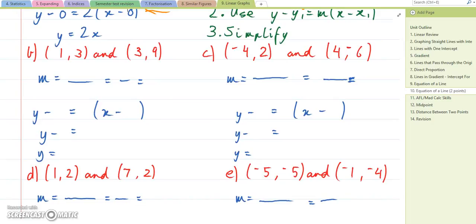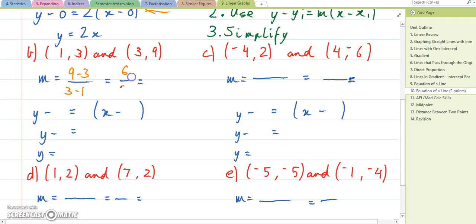Let's do a couple of those now. Our gradient will be, in this case, 9 minus 3 over 3 minus 1, which gives us 6 over 2, which is 3. I'm going to sub in this point here to the function, so x minus 1, y minus 3, and my gradient in here. Expanding this bracket, we end up with 3x minus 3, and we can add 3 to both sides, finishing with y equals 3x. Let's look at another one.